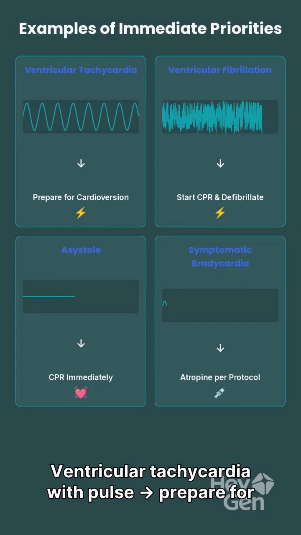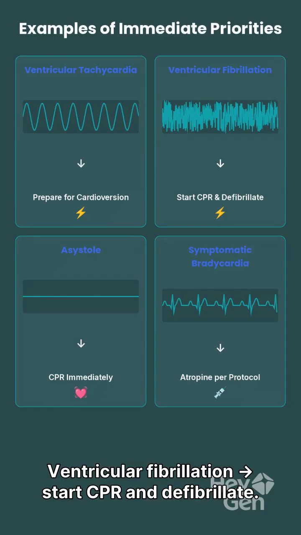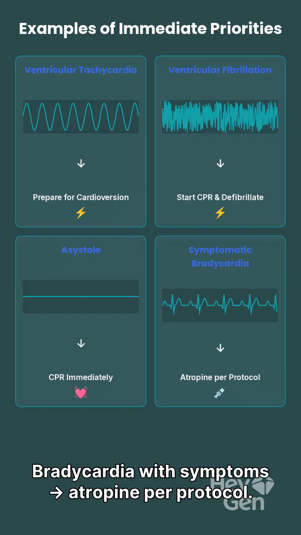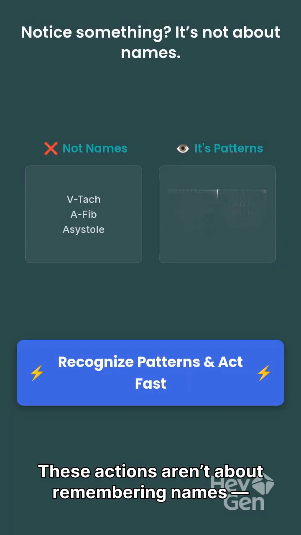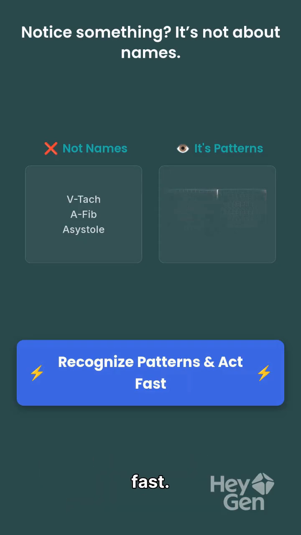Examples of immediate priorities. Ventricular tachycardia with pulse, prepare for cardioversion. Ventricular fibrillation, start CPR and defibrillate. Asystole, CPR immediately. Bradycardia with symptoms, atropine per protocol. Notice something? These actions aren't about remembering names, they're about recognizing dangerous patterns and acting fast.